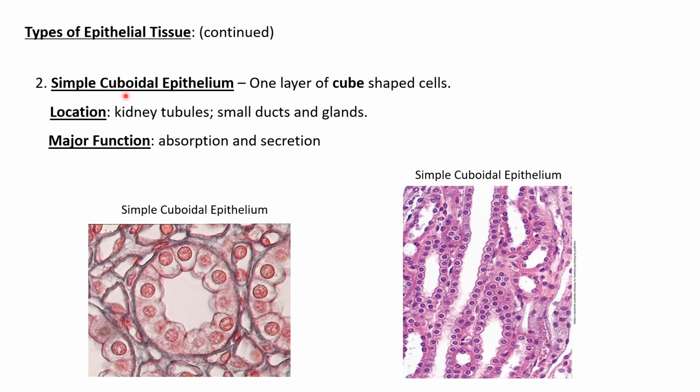So simple cuboidal epithelium. So simple means what? One layer. Cuboidal is cube-shaped cells. So they're little cubes, like little tiny dice. Or die, I think it's plural. And then epithelial tissue. So one layer of cube-shaped cells, simple cuboidal epithelium. They're located in the kidney tubules and in small ducts and glands. That's ducts, not ducks. The major function is absorption and secretion.